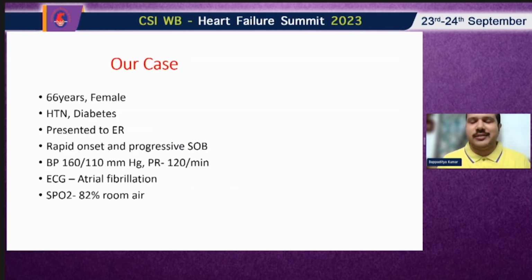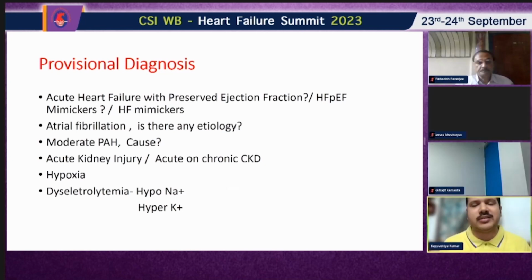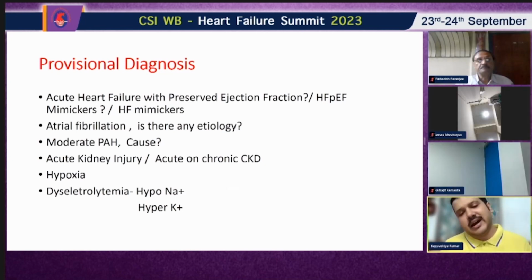So, we have already discussed the acute management and chronic management, and I am left in between with the diagnosis. So, I am not going to the case once again. So, what was my provisional diagnosis? Are we dealing with a patient with acute heart failure with preserved ejection fraction, or are we dealing with a preserved ejection fraction mimicker, or a heart failure mimicker?